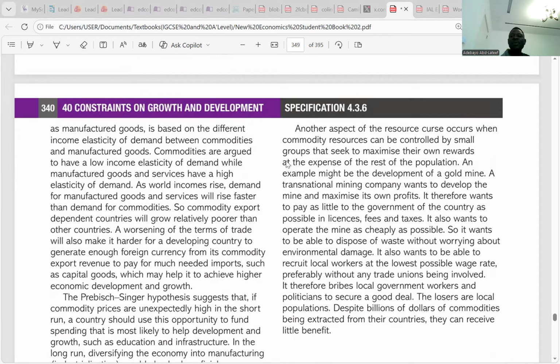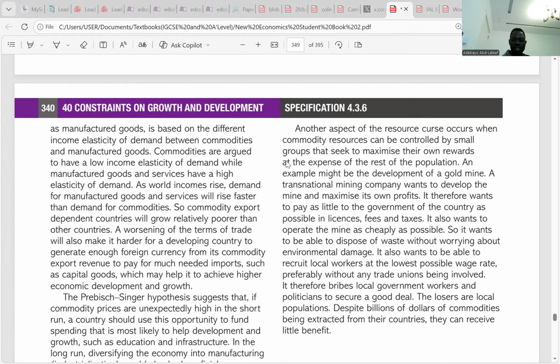An example might be the development of a gold mine. A transnational mining company wants to develop the mine and maximize its own profit. It therefore wants to pay as little to the government of the country as possible in licenses, fees, and taxes. It also wants to operate the mine as cheaply as possible, so it wants to be able to dispose of waste without worrying about environmental damage. It also wants to be able to recruit local workers at the lowest possible wage rate, preferably without any trade unions being involved. It therefore bribes local government workers and politicians to secure a good deal.